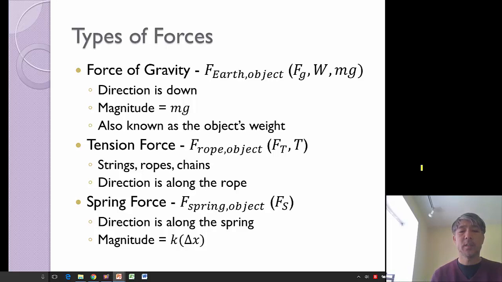Okay, the next one is spring force, the force of the spring on the object. In this case, the direction is parallel to the spring. It may be towards the spring, or in some cases away from the spring if you are compressing it. Okay, the magnitude in this case, or the strength of the force, is equal to k times how much the spring is moved, k delta x. We're actually not going to talk about springs in this unit, but I wanted to introduce it here because we will be using it in a later unit.